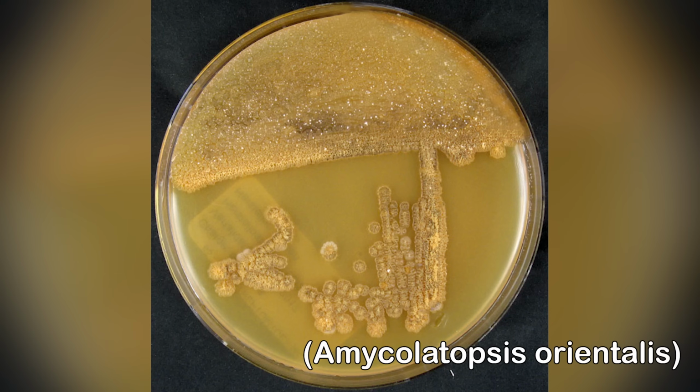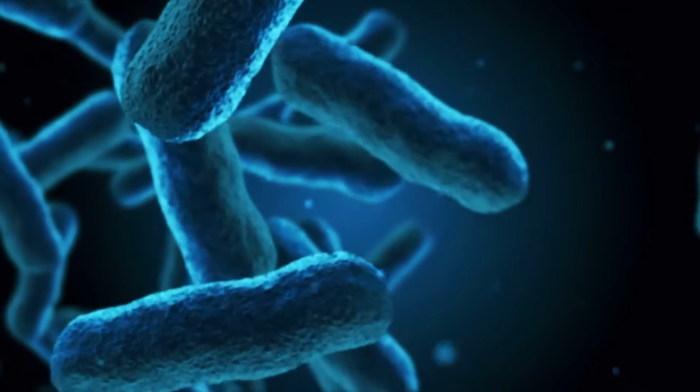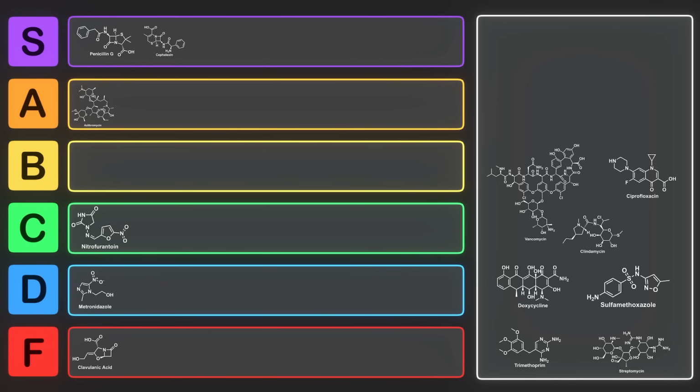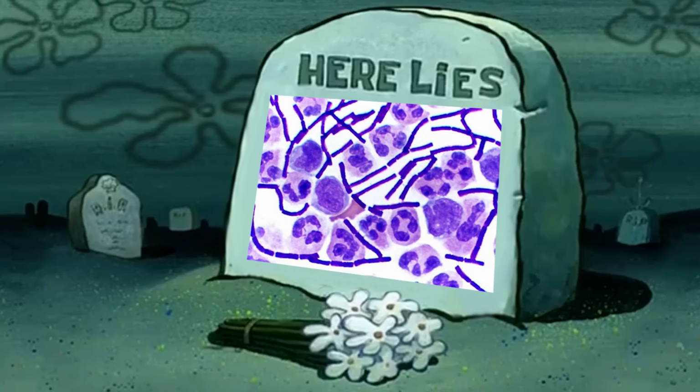Vancomycin is produced primarily by the bacteria Amycolatopsis orientalis and works by disrupting the construction of the bacterial cell wall. Bacterial cell walls are comprised of peptidoglycan subunits that covalently bond with each other to form a solid cell wall. Vancomycin interferes with the formation of these covalent bonds, leading to an improperly formed and faulty bacterial cell wall, and eventually, lysis. That means they die.